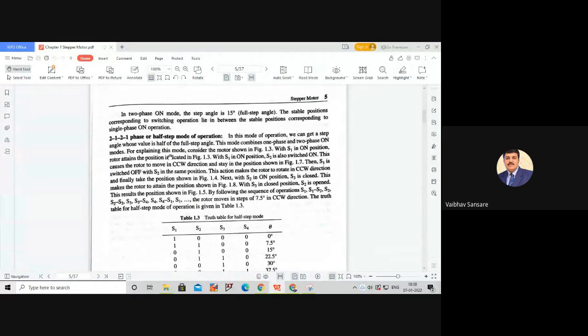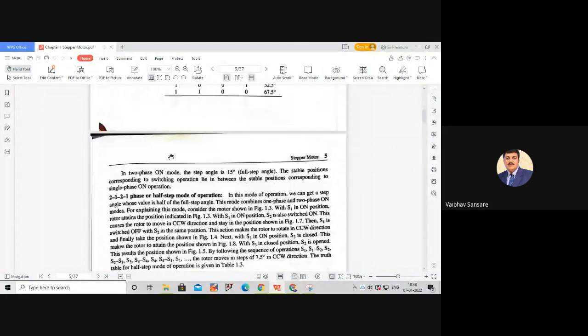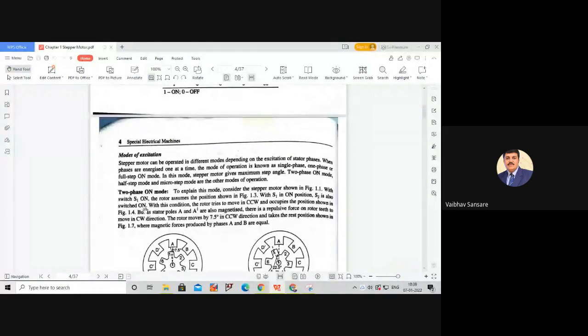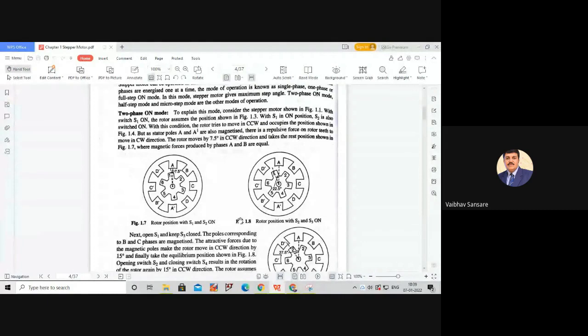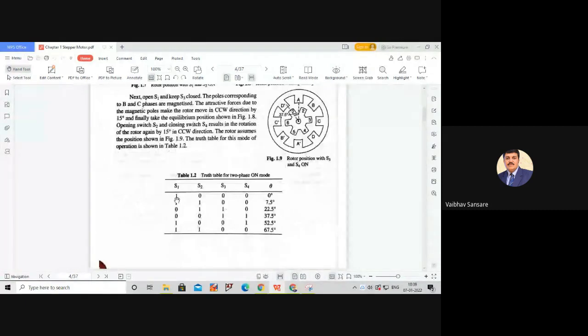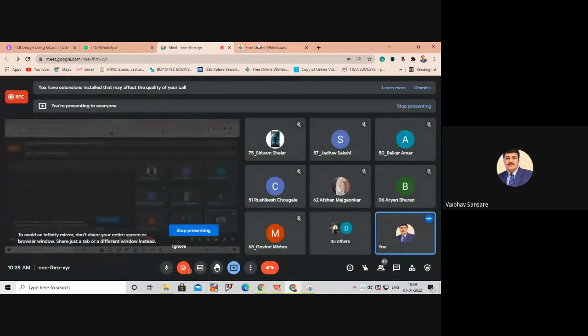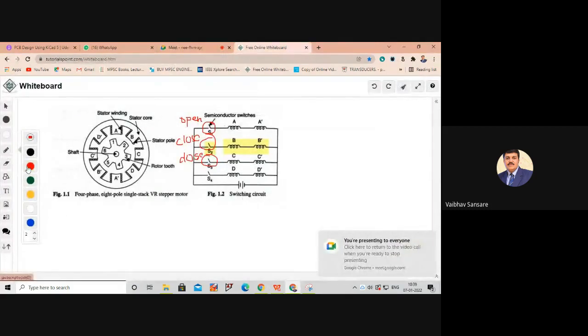With this 2-1-2-1 switching operation, we can achieve a half step. That means we can move the rotor in the counterclockwise or clockwise direction by 7.5 degrees. In this mode also, reversing the direction of the stepper motor is possible. We only have to reverse the switching sequence. Initially when S1 is on, if we have to run the motor in the clockwise direction, rather than switching on S2, we turn on S4. So what will be the switching sequence to rotate the motor in the clockwise direction?